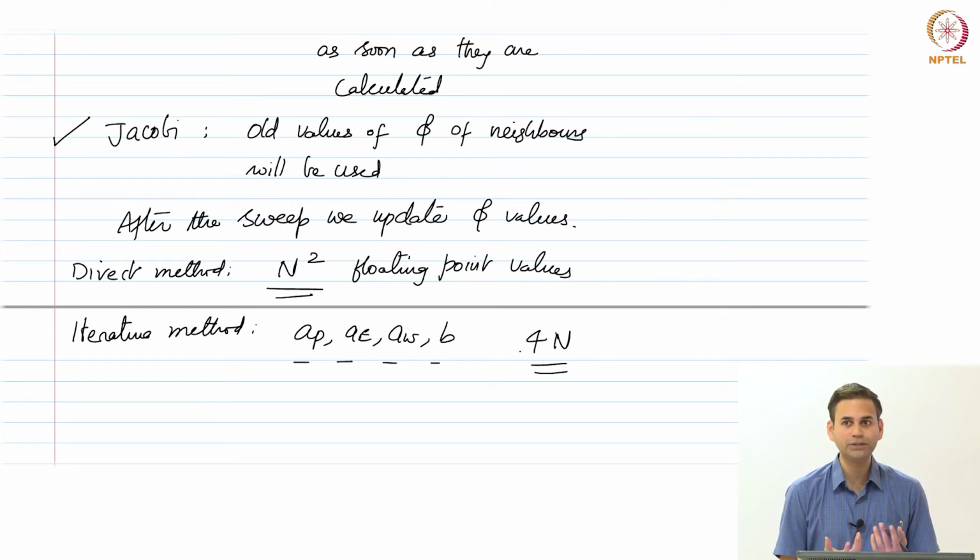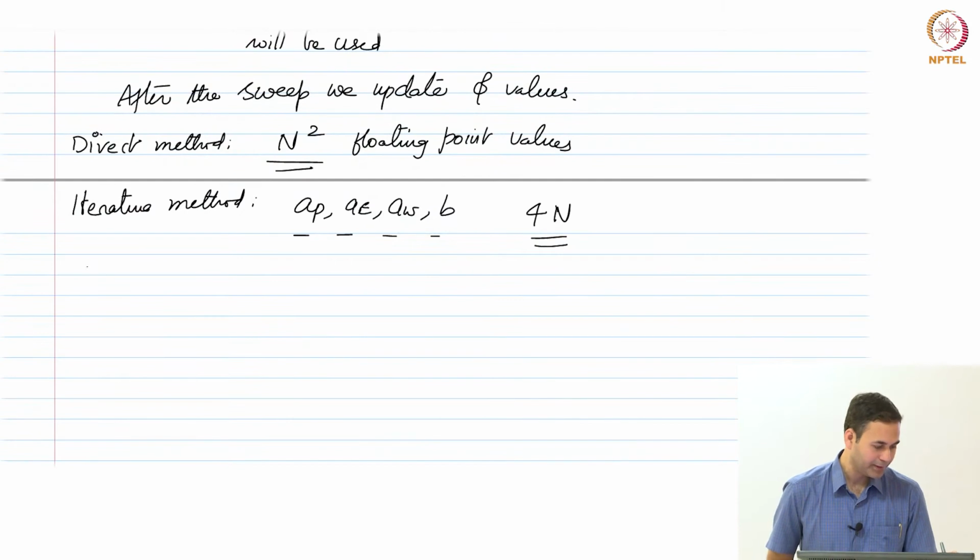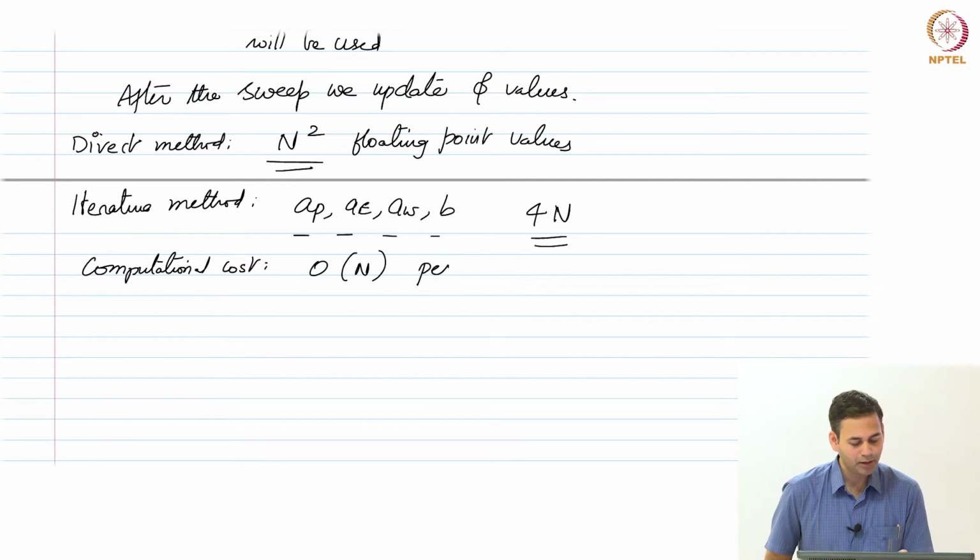Now, what about the unknown? Unknown is the same in the direct method and the iterative method. You still have to store phi for n cells. That is anyway common between these two. Also, the computational cost is only order n per sweep. That means if you do, let us say 50 sweeps, you are doing 50 times n as the computational cost, whereas in the direct method it is order n cube, which is huge.